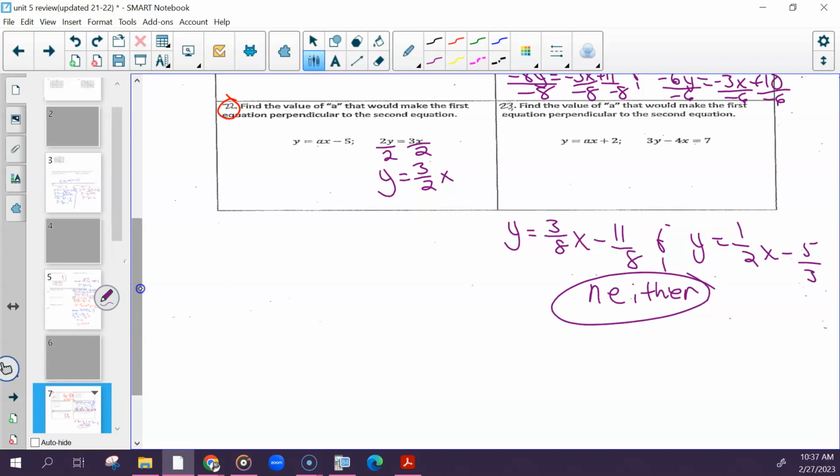What would the slope have to be if it's perpendicular to this one? Negative 2/3. So A equals negative 2/3. Other questions on this one? Next page.